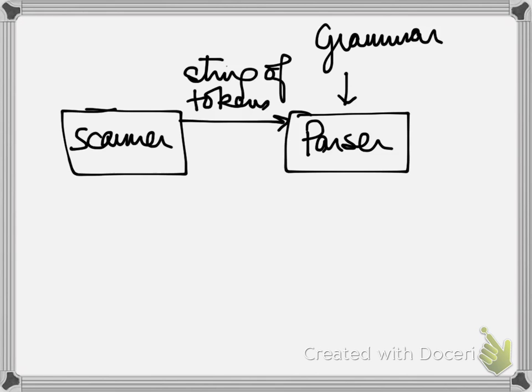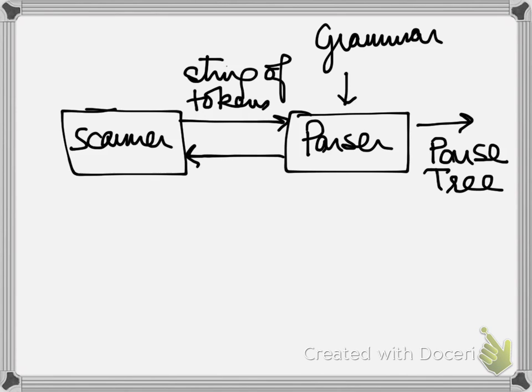and the parser will verify if the string of tokens given by the scanner can be generated from the given grammar or not. If it can be generated, then it generates a parse tree out of it, and if not, it gives an error. And then once it has generated the parse tree for the particular string of tokens, it will ask the scanner again to get next tokens. So this is how parsing works.